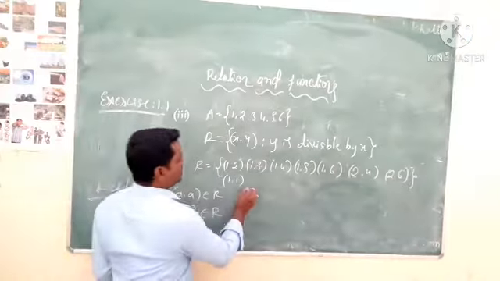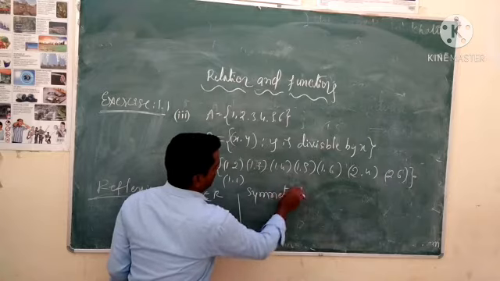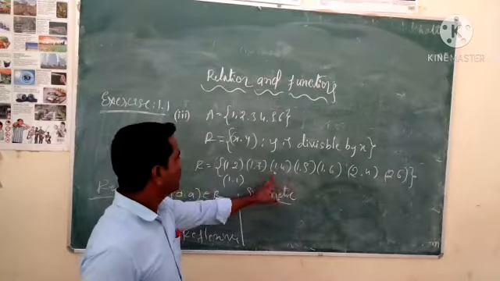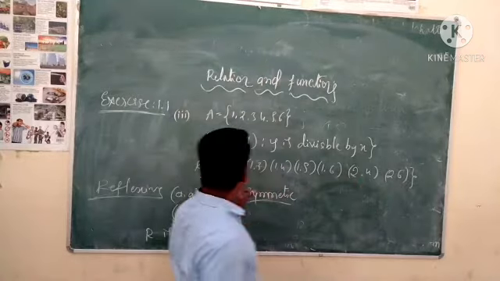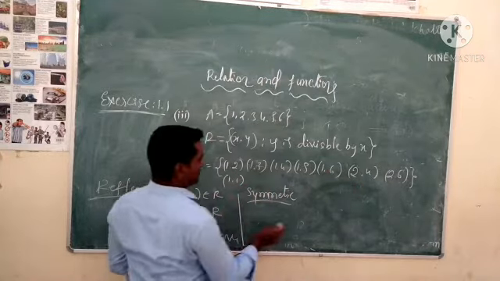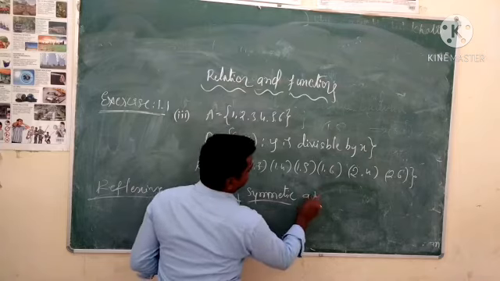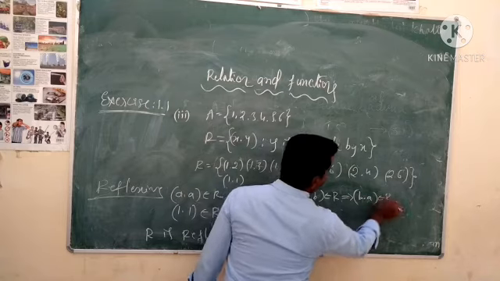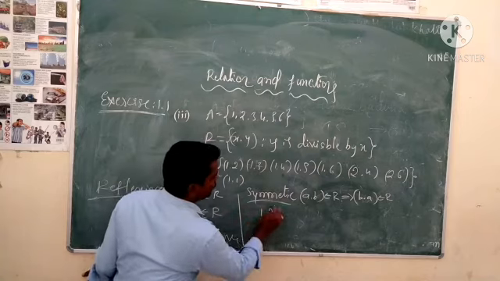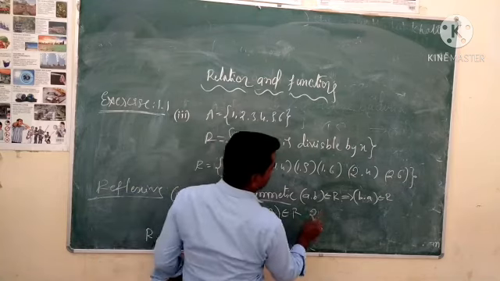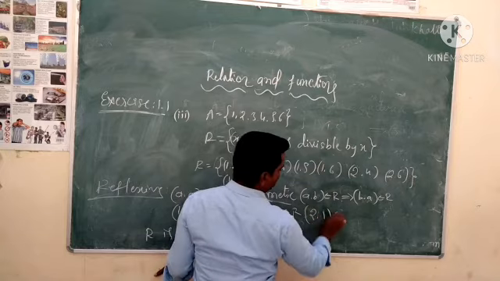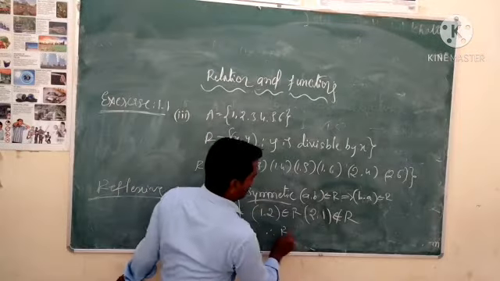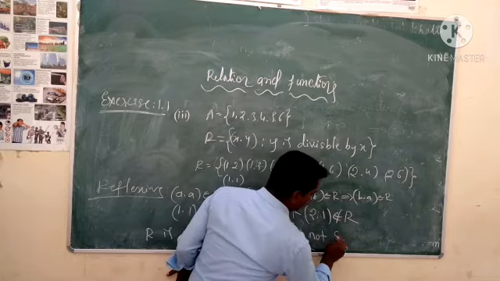Next, symmetric. What about symmetric? Here (1, 3), next wherever (3, 1), no. (1, 4), next (4, 1), no. (1, 2), (2, 4). Symmetric means (a, b) belongs to R implies (b, a) belongs to R. Here (1, 2) belongs to R, but (2, 1) does not belong to R. That shows R is not symmetric.